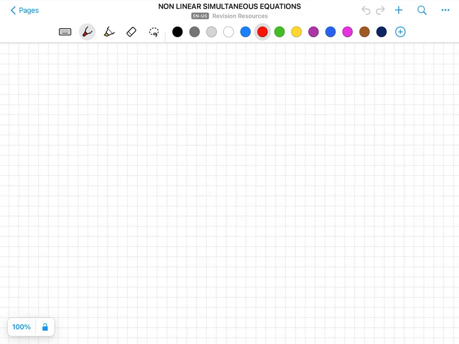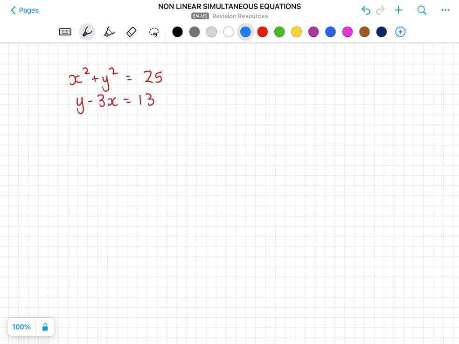Linear simultaneous equations. Let's begin by looking at an example. x squared plus y squared equals 25 and y minus 3x equals 13. Before we go into solving these simultaneous equations algebraically, I just want to show you why we're doing it and what it represents. Now, our first equation in this example is a non-linear equation.